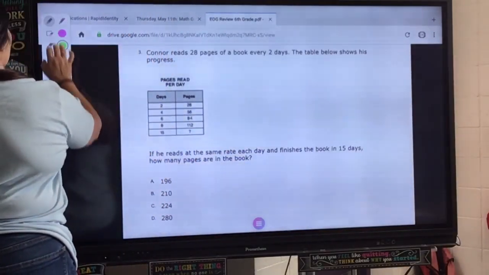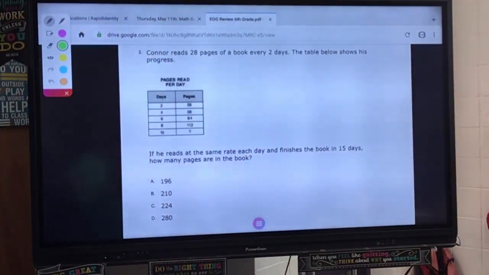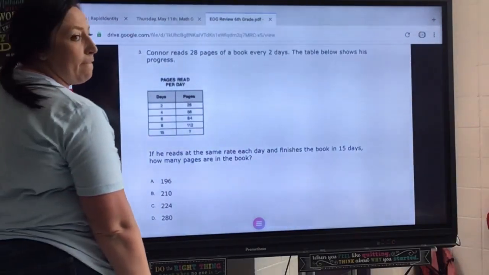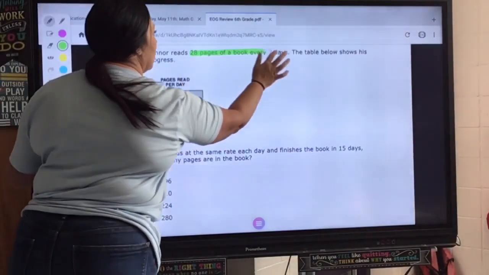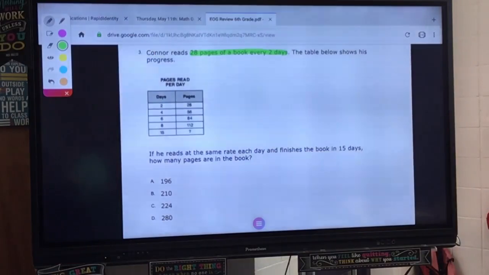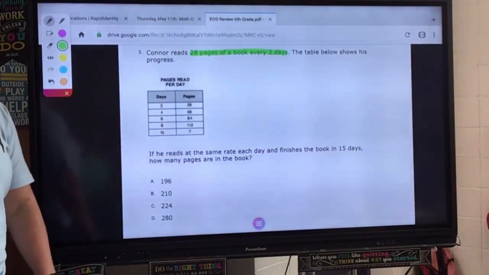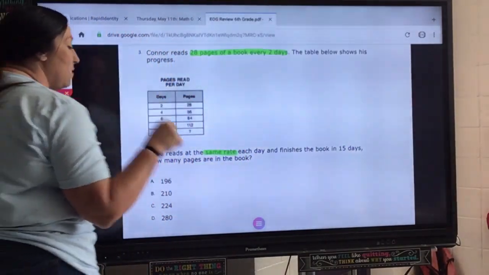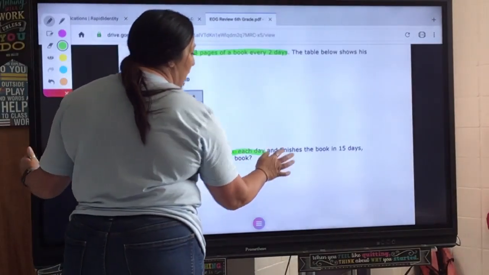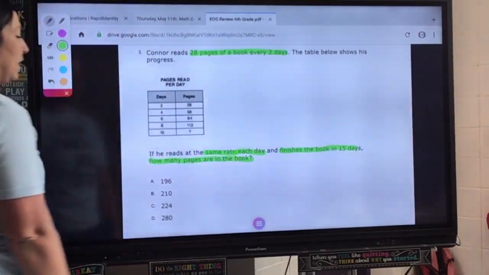So what is important in the first part of that first sentence? What's important, Zoe? 28 pages of a book every 2 days. Yes, that is our rate. So 28 pages in 2 days. All right. Then down here, what's important in that sentence? The whole sentence, but we're going to highlight very specific things. So same rate each day, and then finish the book in 15 days. How many pages are in the book?